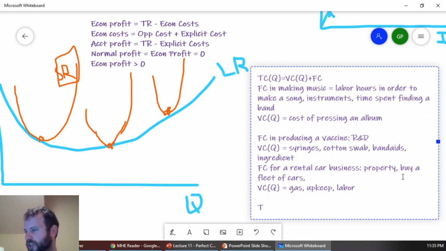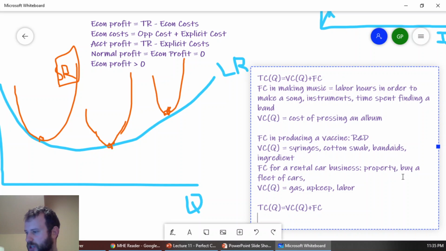So we said that total cost of Q is equal to your variable cost, VC of Q, plus FC. So your ATC of Q is going to be your total cost of Q divided by quantity, okay? Which is going to be your VC of Q divided by quantity plus your FC divided by quantity.